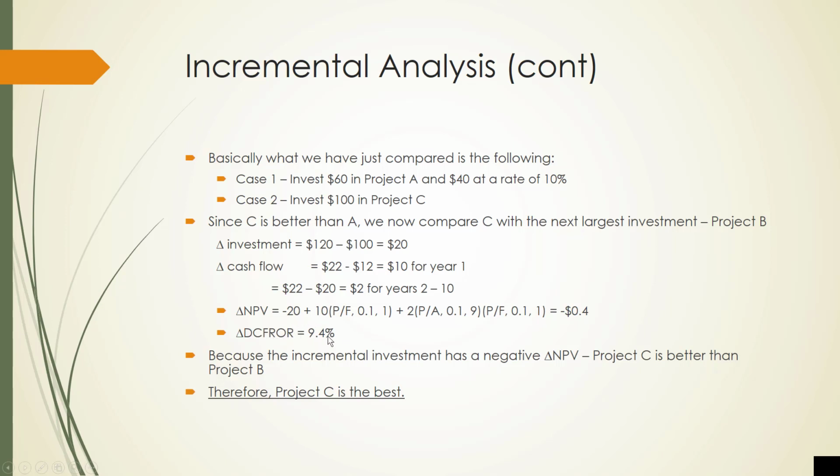The discounted cash flow rate of return earns a 9.4% rate of return, which is less than the 10% which we set as our minimum standard. Therefore, option B is not a good use of additional funds. So Project C becomes the clear winner in this case.